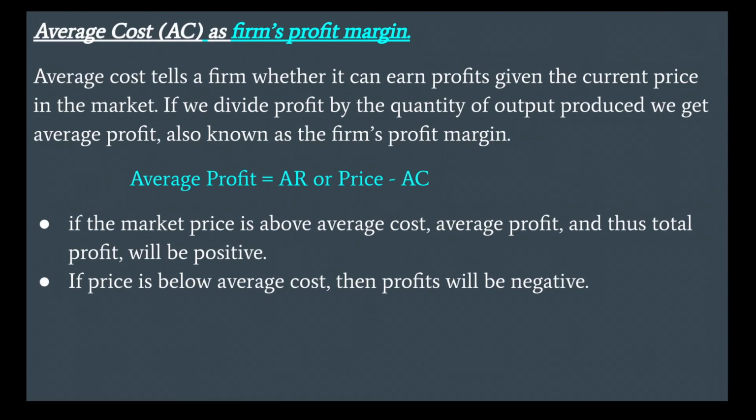Average cost as firm's profit margin. Average cost tells a firm whether it can earn profit given the current price in the market. If we divide profit by the quantity of output produced, we get average profit, also known as the firm's profit margin. Average profit equals average revenue or price minus average cost. If the market price is above average cost, then there is average profit and thus total profit will be positive. If the price is below average cost, then profits will be negative.